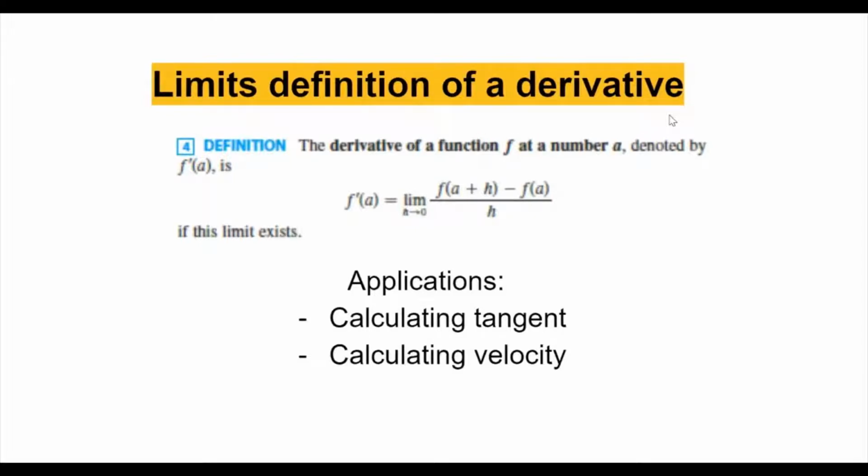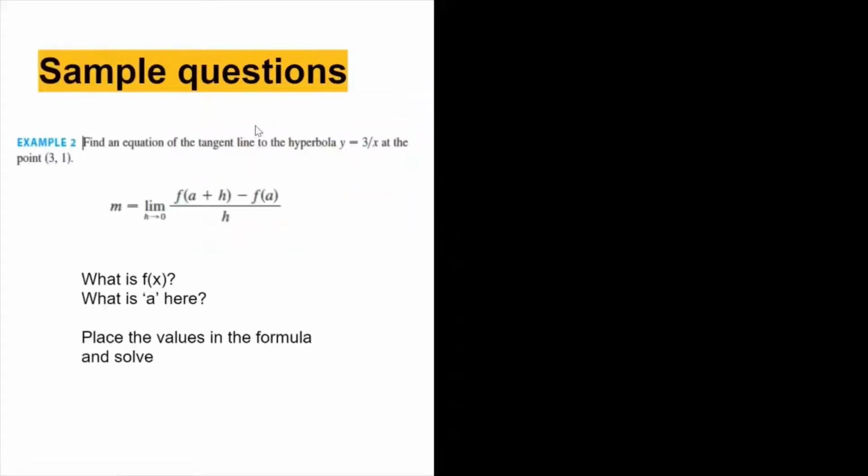In this sense, basically, we just need to figure out what the function is and find the limit for it. Let's look at an example for it to make more sense. Consider the question that says, find the equation for the tangent line to the hyperbola y is equal to 3 by x at the point 3, 1.